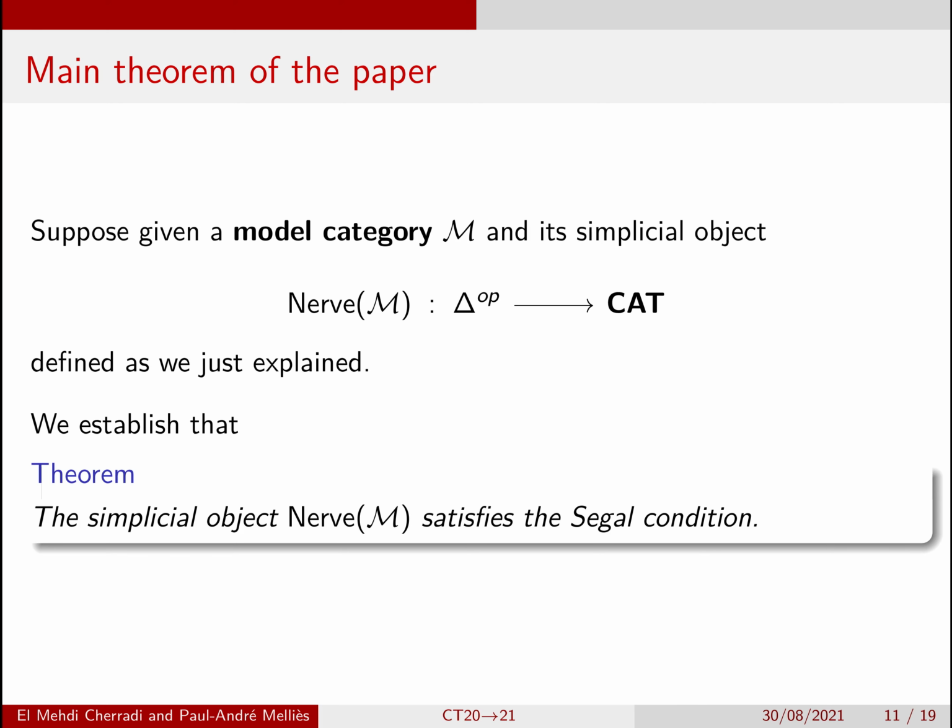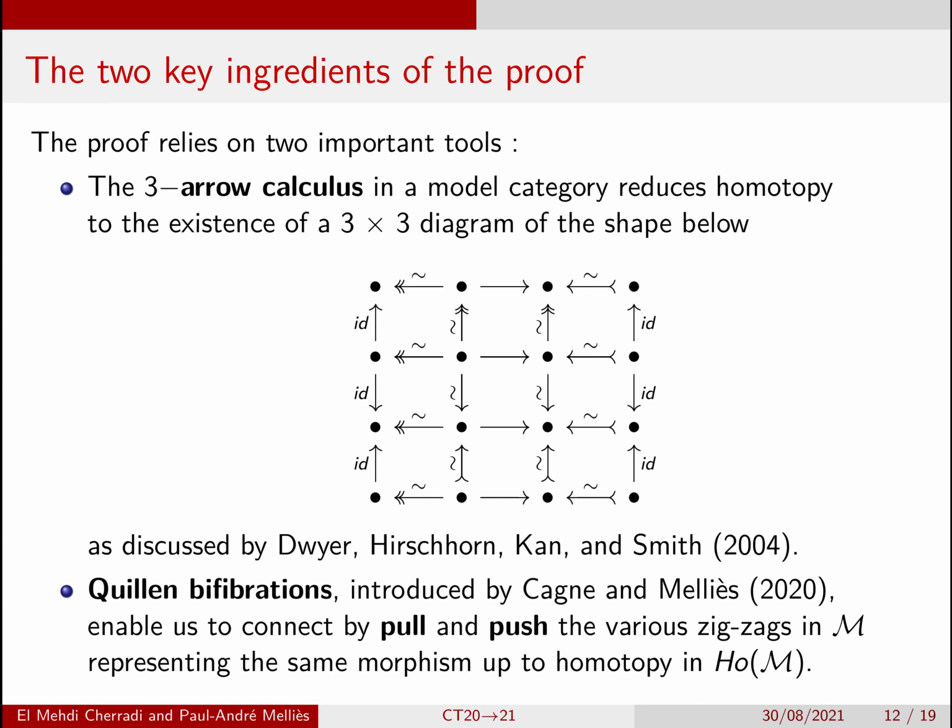Now we are able to state the main theorem of the paper. Suppose given a model category M and its simplicial object nerve M, defined just as explained. Then we have established that the simplicial object nerve M satisfies the Segal condition. The two main ingredients in the proof, in fact, are the following.